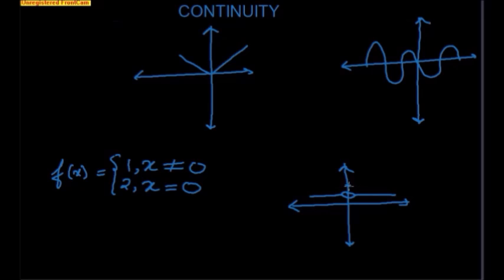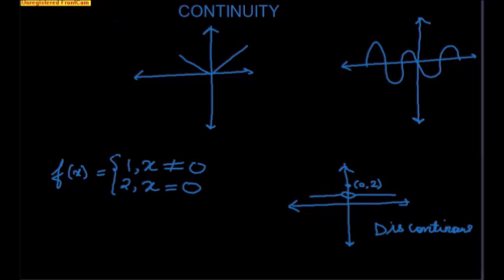Now similarly for the second part, when x is equal to 0, y is equal to 2, this is the point. If you can see, the graph has a break in between, so therefore we say that the function is discontinuous, because the graph has breaks and it is not continuous.